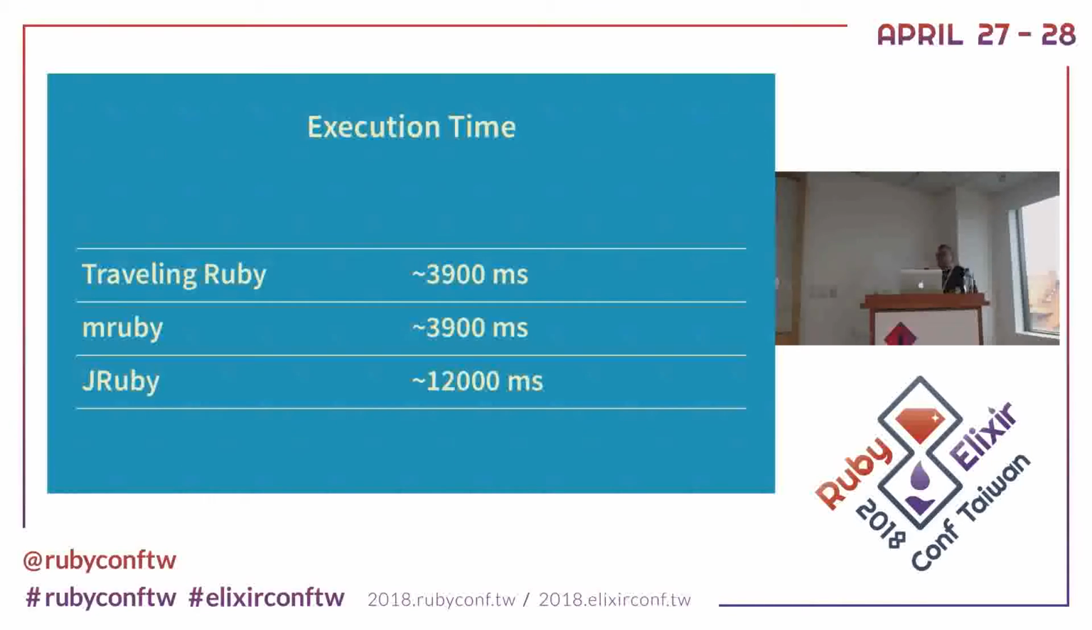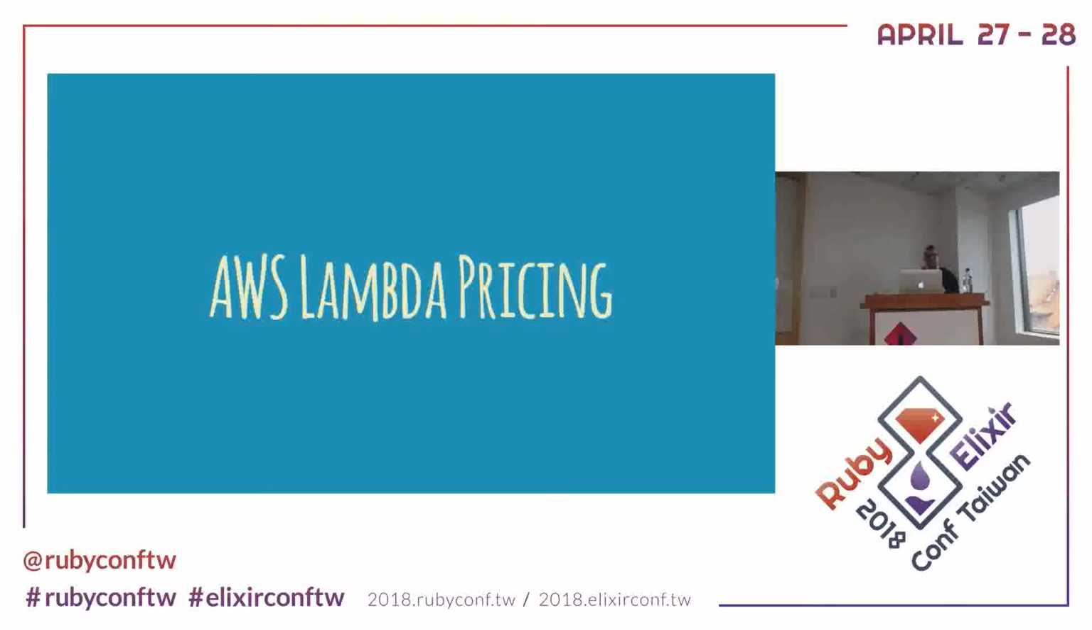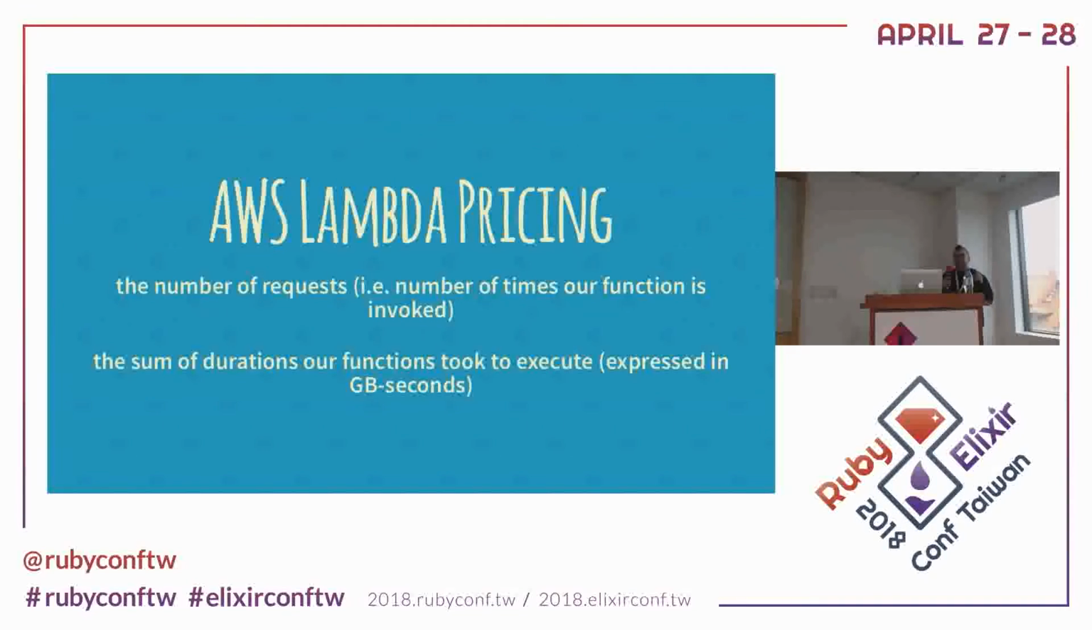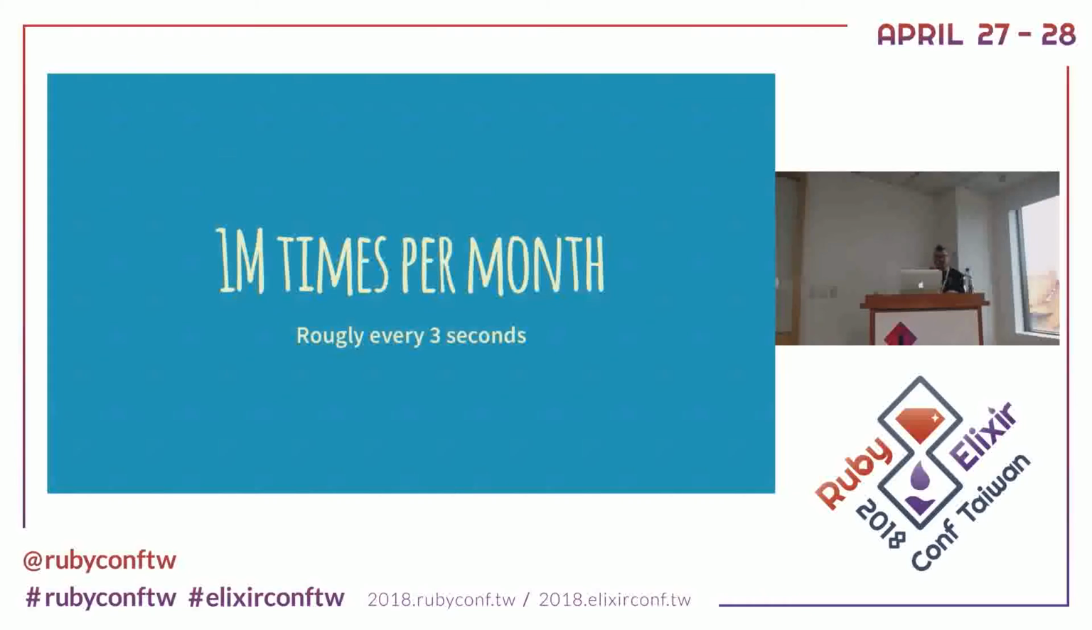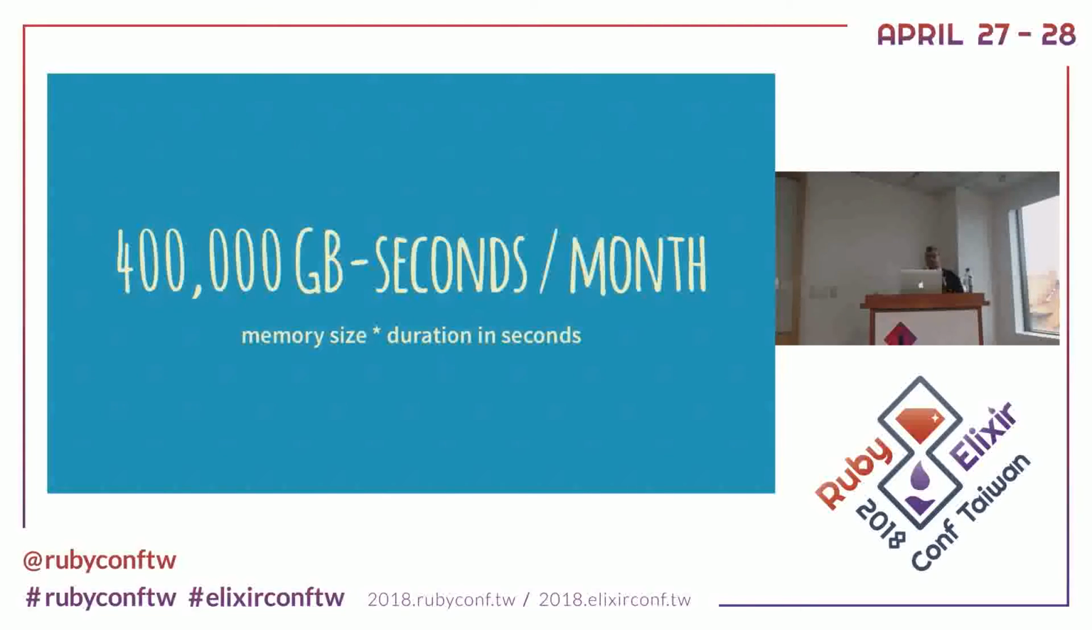So, why do these numbers actually matter? Well, it's Amazon Lambda's pricing. Amazon Lambda pricing has 2 things. The first one is the number of requests you have, or basically the number of times you invoked your Lambda function. And the next one is the sum of durations of your functions, basically expressed in gigabyte seconds. The free tier has 1 million requests and 400,000 gigabyte seconds per month. With 1 million times per month, you can basically run your bot roughly every 3 seconds on a free tier. So that's pretty cool.